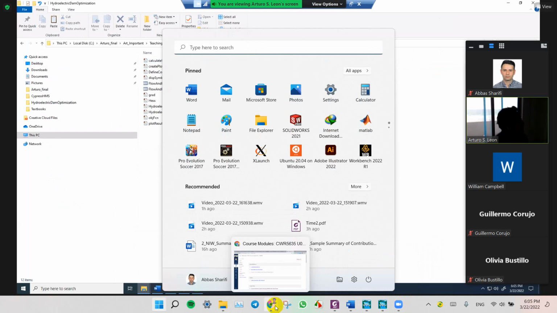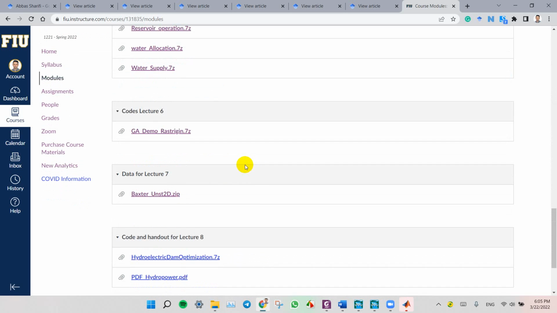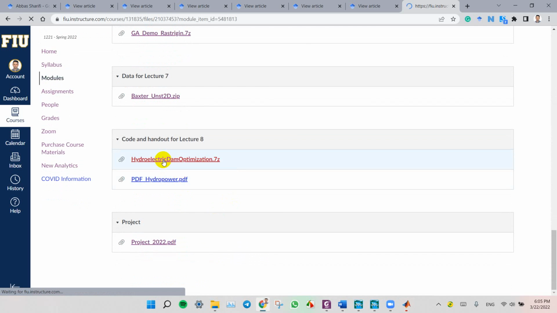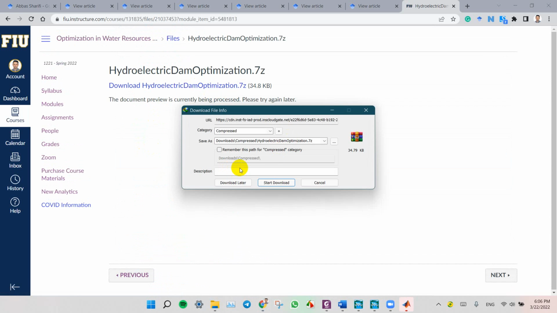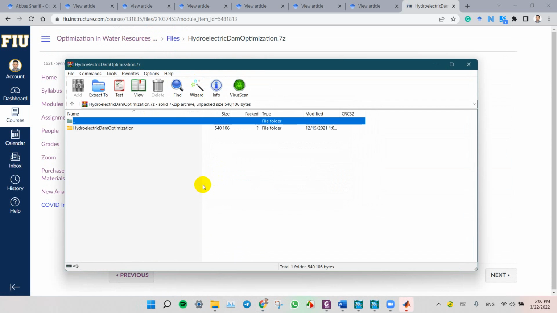Oh, sorry, not main here. So first, we are going to play with this one, hydroelectric dam optimization. That's the one we are going to open first. So why don't everyone download this one, and if you have any problems, you can show.